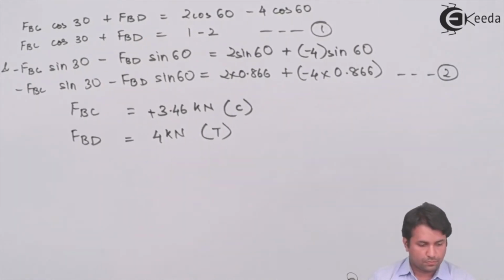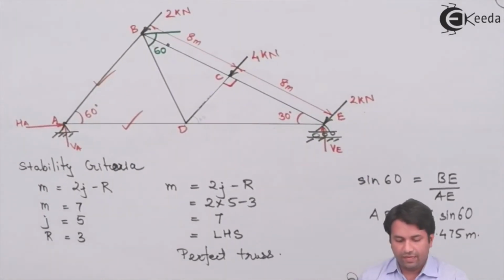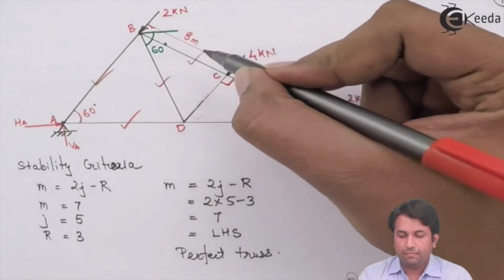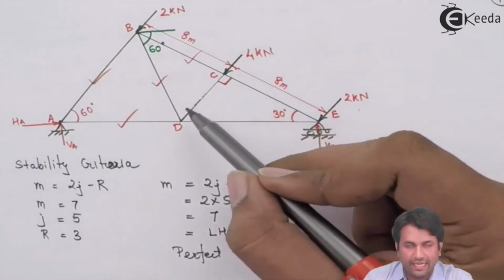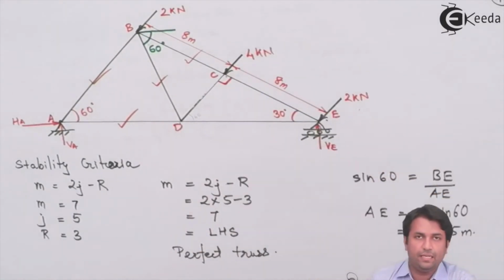Now, coming back to the original figure, we can see that we have already found the force in members BD and BC. Now what remains is the force in members CD, CE and DE.